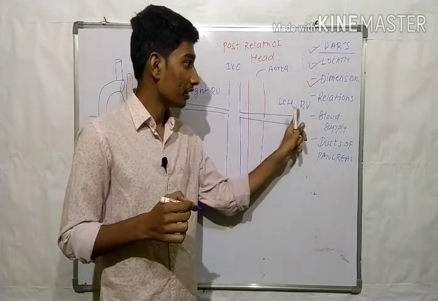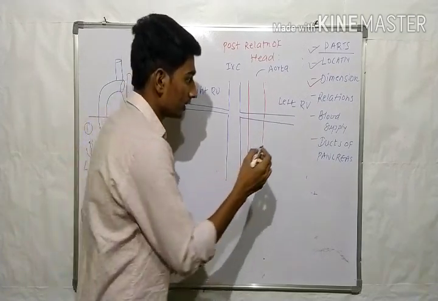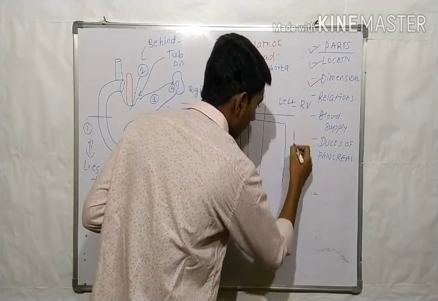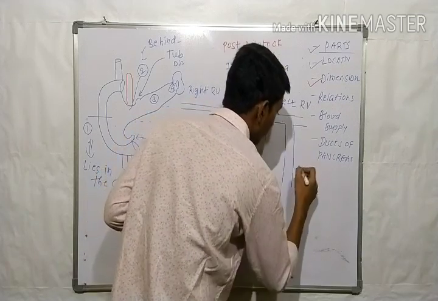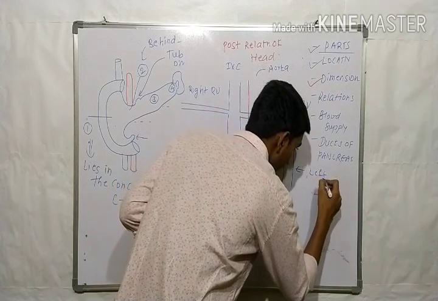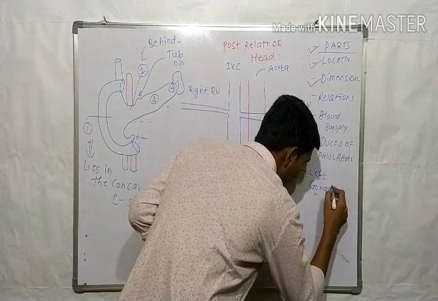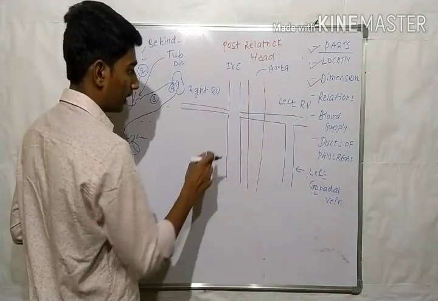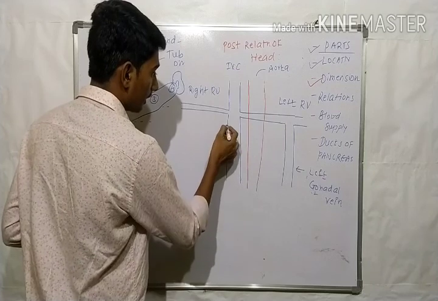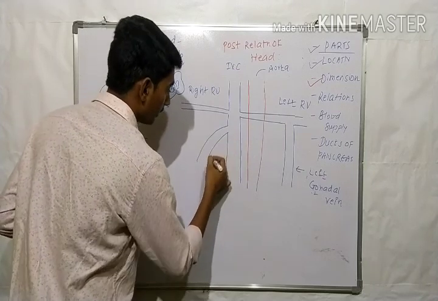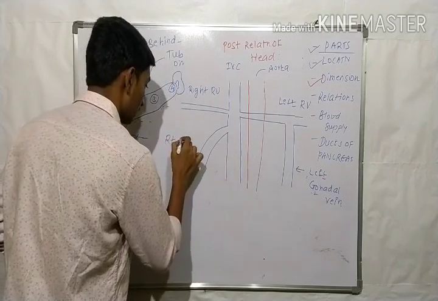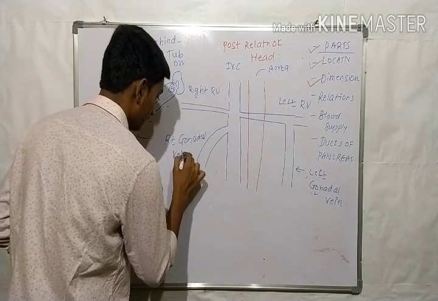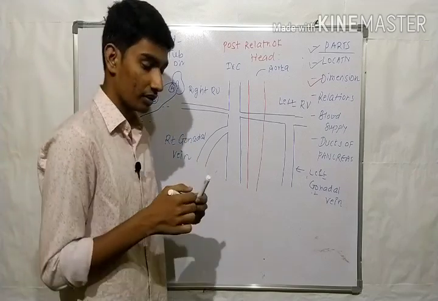Now this left renal vein receives left gonadal vein. So this is left gonadal vein. Left renal vein receives left gonadal vein, while the right gonadal vein directly drains into inferior vena cava.